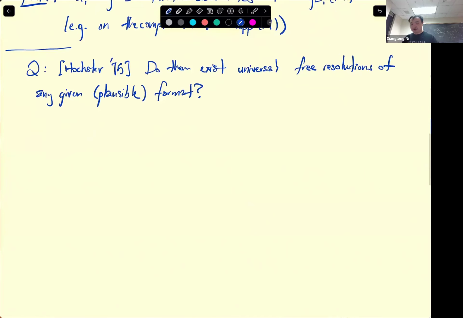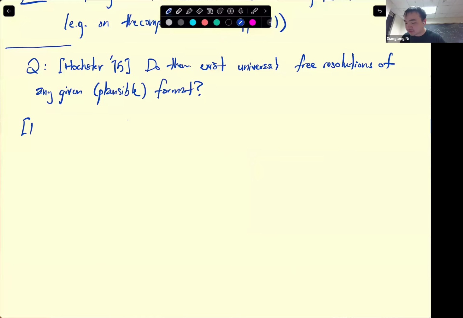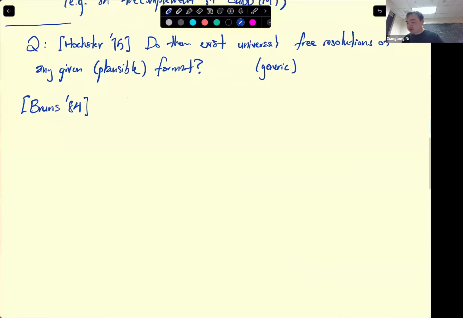And this is actually a very rich story with a lot of literature about this, but I only actually want to talk about one particular result in this direction, which is Bruns in '84 showed that, in fact, these universal free resolutions don't exist, so you have to actually weaken the condition to genericity, which is to say that you don't require that the specialization from the generic guide to your particular guide be unique.